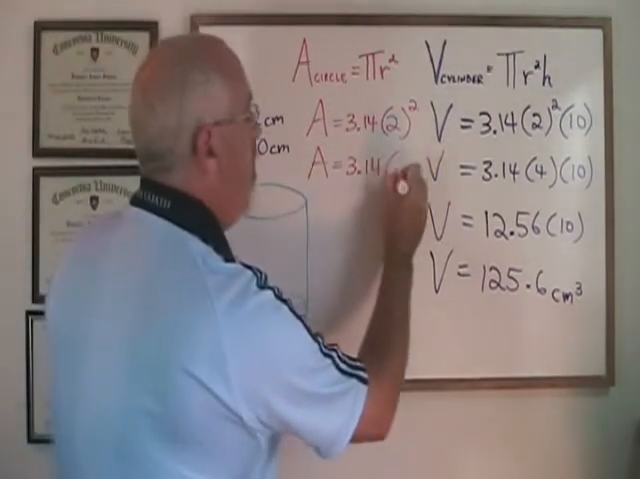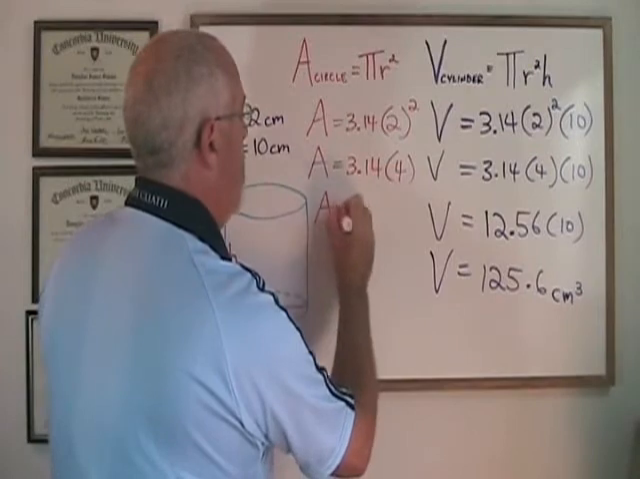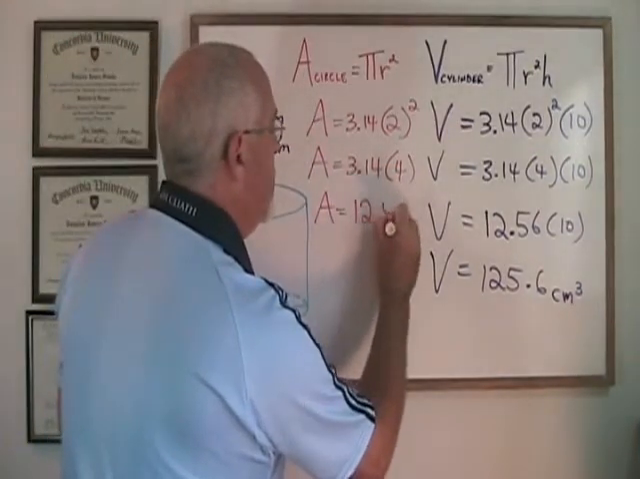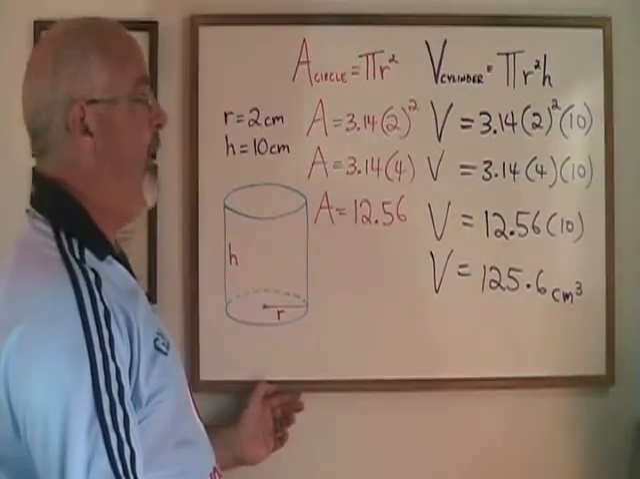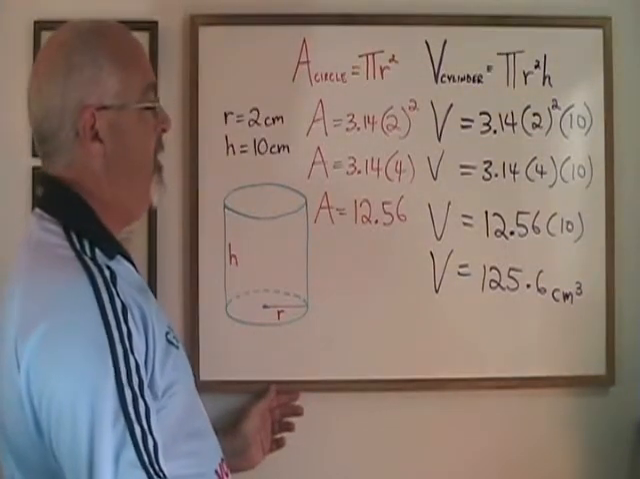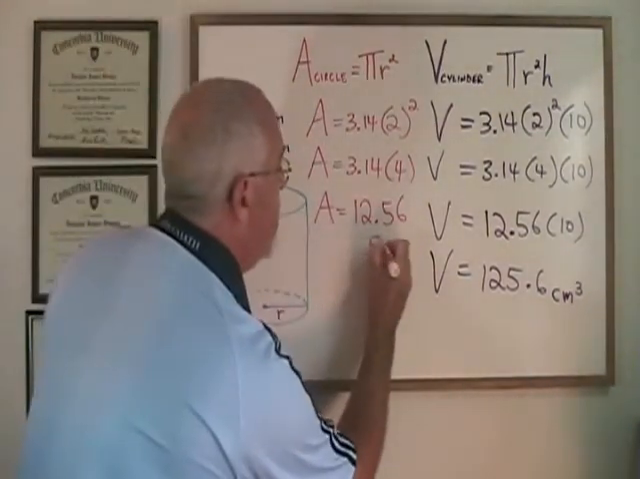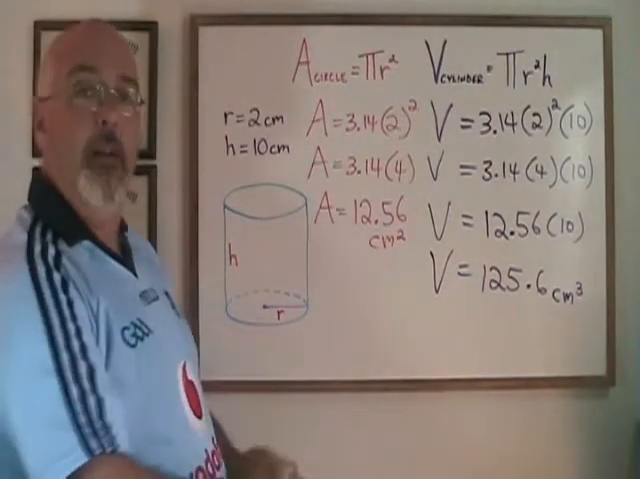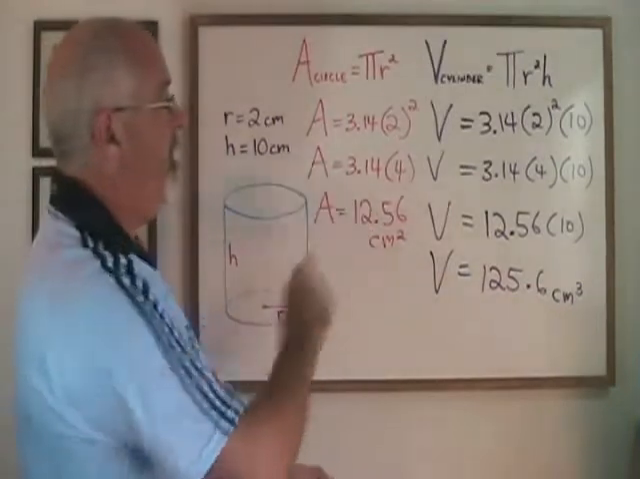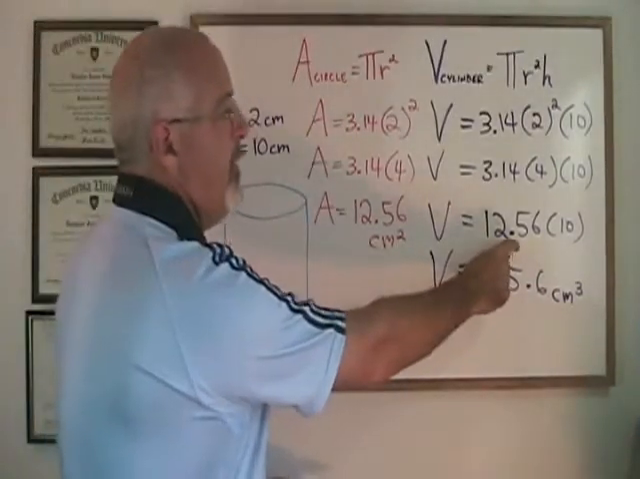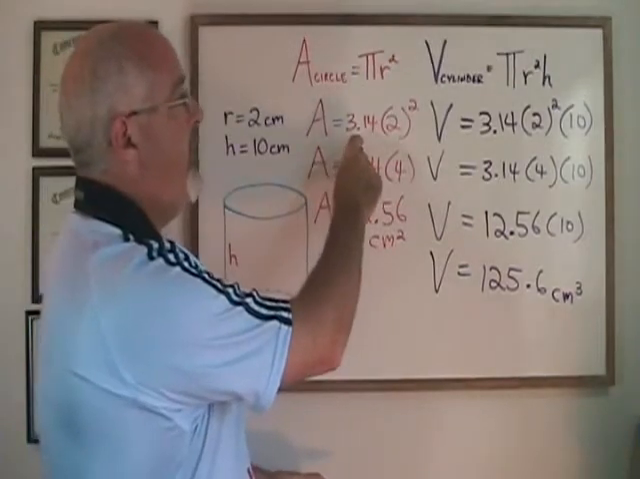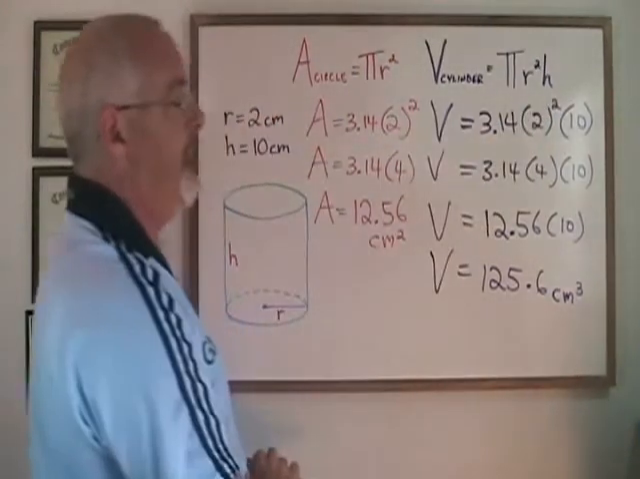2 squared is 4, and 4 times 3.14 is 12.56. The unit for area will be centimeters squared. When we find the area of the circle at the bottom of the cylinder, we have 12.56, which is the same number we had here, and we got it in the same way by multiplying 3.14 times 2 squared.